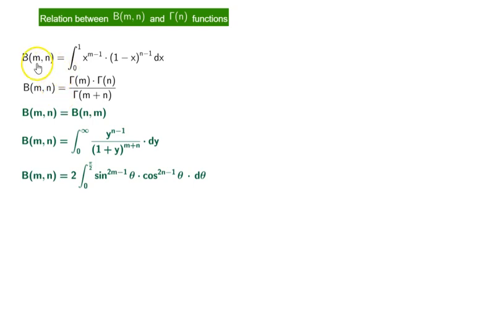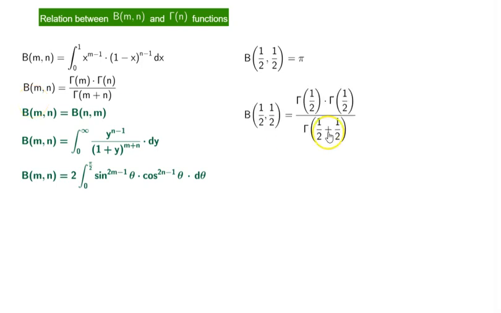In previous sessions, we have seen the beta function in its integral form and in terms of the gamma function. We have also seen that the beta function is symmetric, and we have seen these two identities. Now, let's try to figure out how beta of 1/2, 1/2 is equal to pi. And here we are going to exploit the relation between the beta and gamma functions.